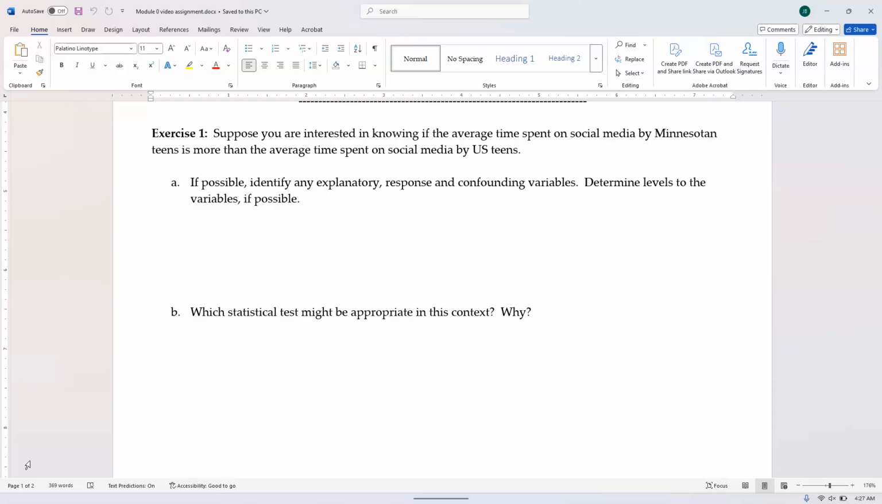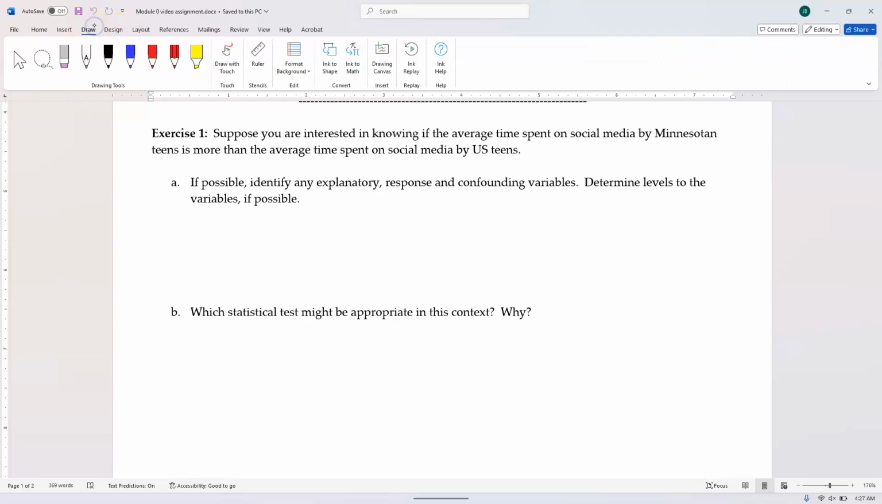Exercise 1. We want to know if the average time spent on social media by Minnesotan teens is more than the average time spent on social media by U.S. teens. And so then the first part is asking, identify explanatory, response, and confounding variables, determine levels to the variables if possible. And when I write these out, rather than write out explanatory, response, and confounding, I always tend to just abbreviate this as EV, explanatory variable, RV, response variable, and CV for confounding variable. Okay, and so EV, RV, and CV, we needed to define each of these in this context.